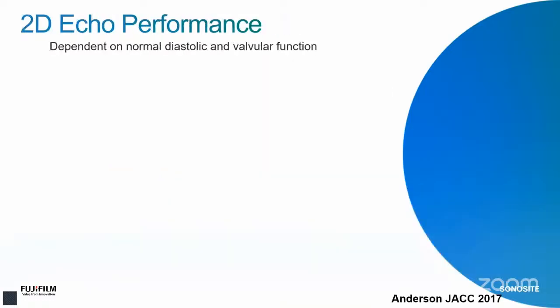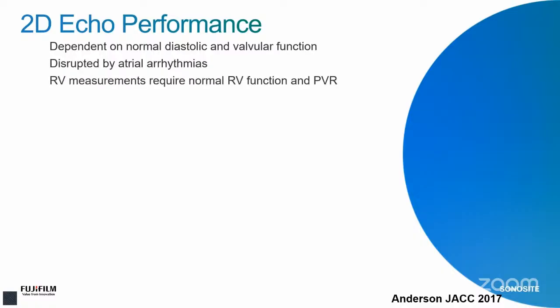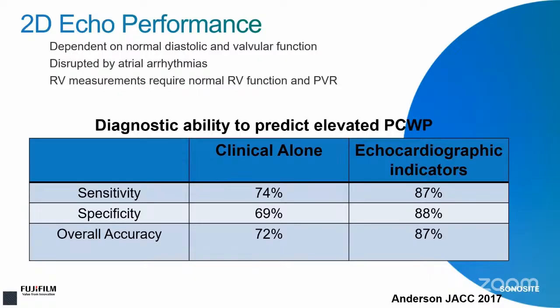The thing is that any 2D echo indicator we're using to look at fluid responsiveness is going to depend on them having normal diastolic function and normal valvular function. Also, it's going to be disrupted by any atrial arrhythmias, such as AFib. If we're looking at the RV measurements to decide whether or not somebody's fluid responsive, we have to assume that they have normal RV function and normal RV afterload. That said, when you take all these together and you compare them to clinical indicators alone, as was done in the study by Jack, asking cardiologists, do you think this patient has an elevated pulmonary capillary wedge pressure, versus echocardiographic indicators, the ones that we just described, they are superior to physical exam alone.